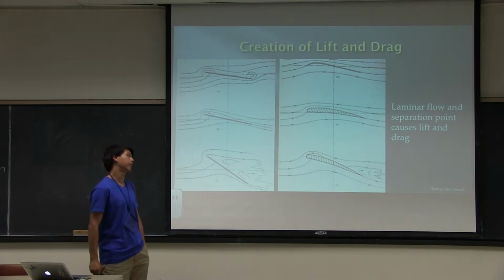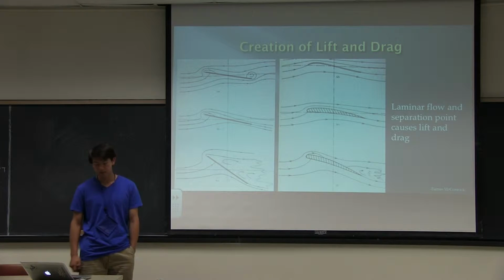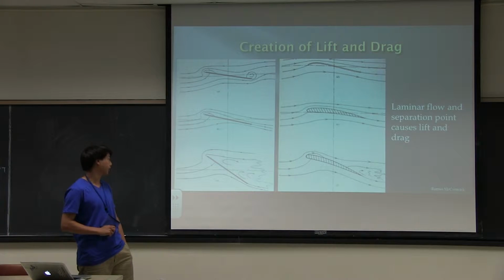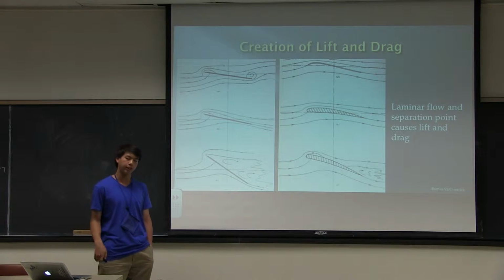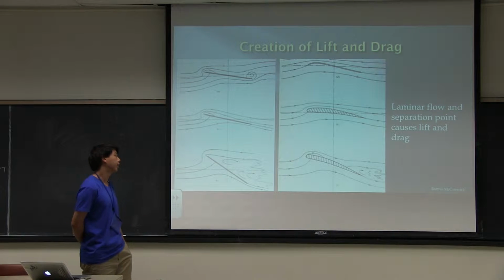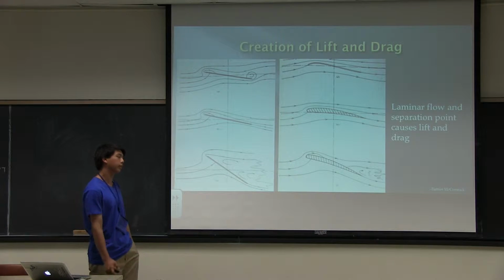So friction, lift and drag have to do with laminar flow and separation point. In this picture you have an angled flat plate, and the flow separates and reattaches at the leading edge, and then the flow flows smoothly off the end. So this causes a bigger boundary layer on the top of the wing and higher pressure on the bottom of the wing, and it creates lift.